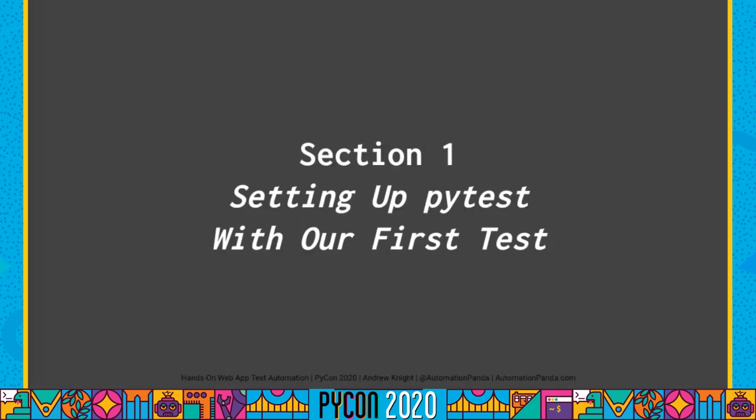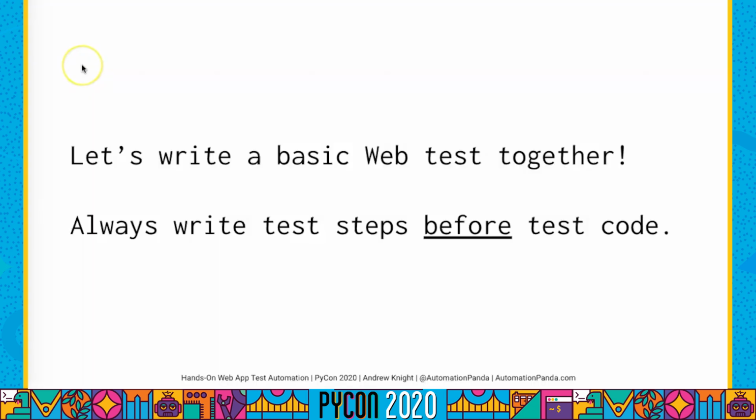Section 1, setting up pytest with our first test. In this tutorial, we will implement a test automation project from the ground up in Python. And to do that, we are going to take one web UI test case and implement it layer by layer in each one of our tutorial sections. So let's write that basic web test together here.